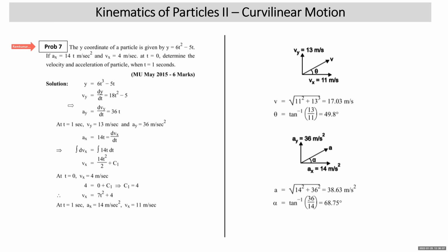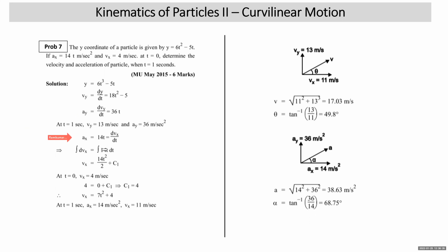Students, you are given with y is equal to 6t cube minus 5. You can differentiate it once, you get dy by dt, 18t square minus 1. You can differentiate one more time, you get ay is equal to dvy upon dt, that is 36t. At t is equal to 1 second, you get vy, which comes out to be, substitute the value of t into this, 30 meter per second, and acceleration ay is 36 meter per second square. So vy and ay are found.